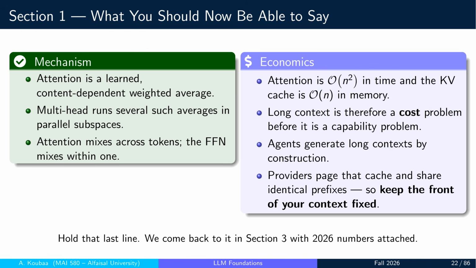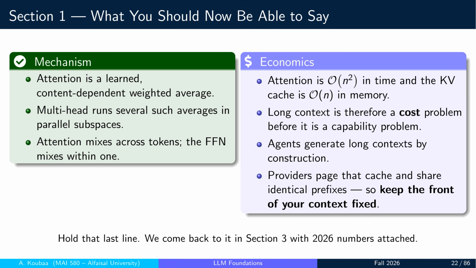Let us check the first learning outcome, using the 2 columns. On the mechanics side, 3 statements. Attention is a learned, content-dependent weighted average. Multi-head attention runs several such averages in parallel subspaces. Attention mixes across tokens, while the feed-forward network mixes within one.